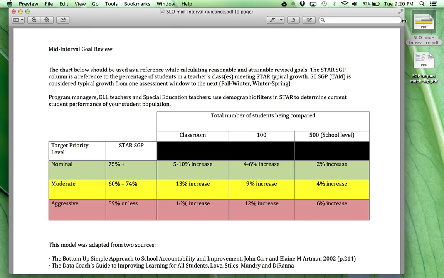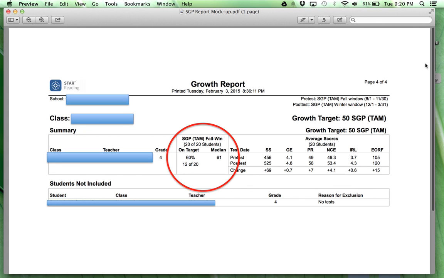So I'm going to go ahead at this point and provide an opportunity for those not using STAR to pause this video. So if you're not using the STAR assessment, so that'd be some of our upper middle school and high school teachers, you can go ahead and not watch the video any further. For those of you who are using STAR, I want to show you what the SGP report looks like, and I'm going to go ahead and open that up right now.